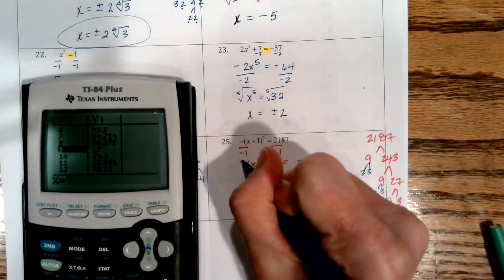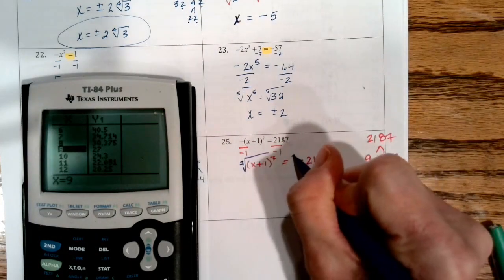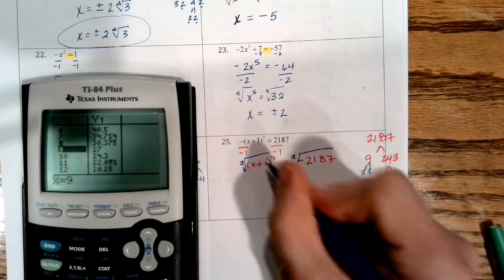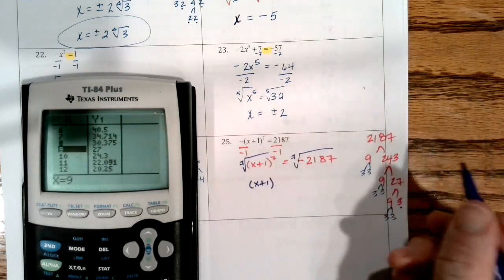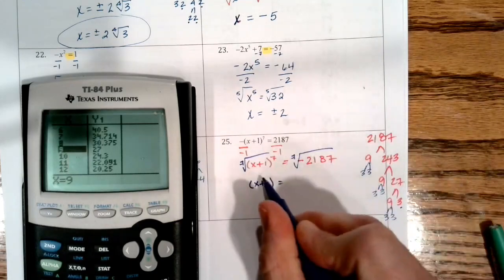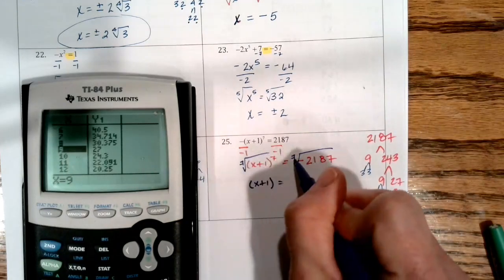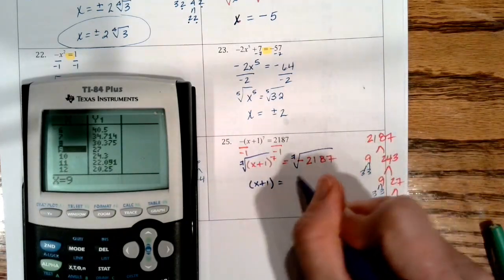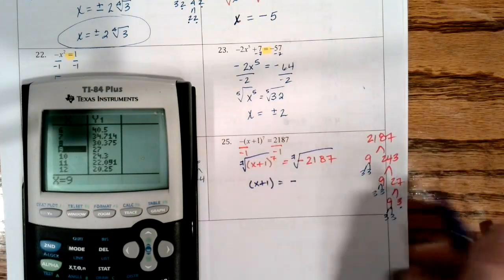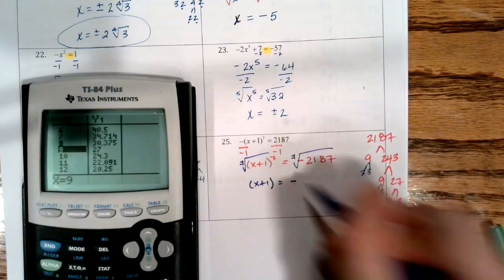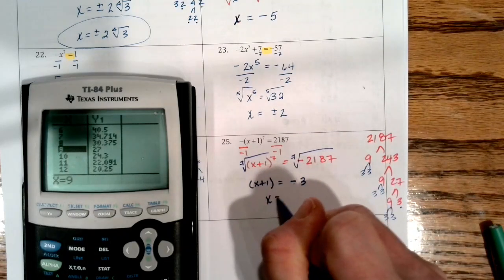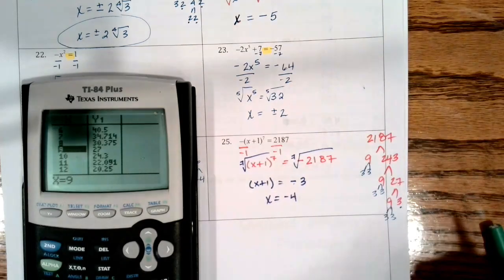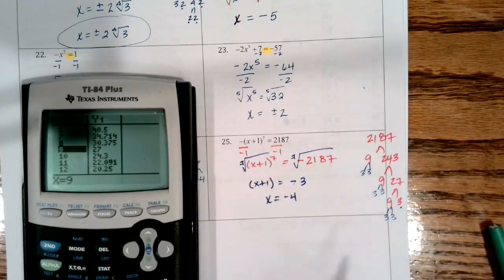When I take the 7th root of this value, I get x plus 1 is equal to, I don't need the plus or minus because this is an odd power, and I know that this is negative, so the sign comes out and matches, and it's 3, which means x is equal to negative 4, subtracting 1 from each side.